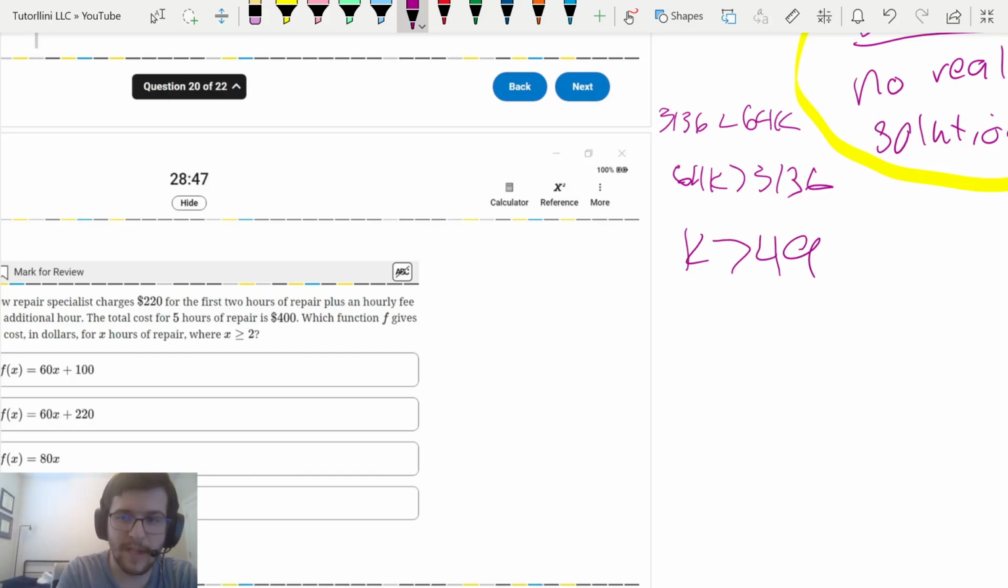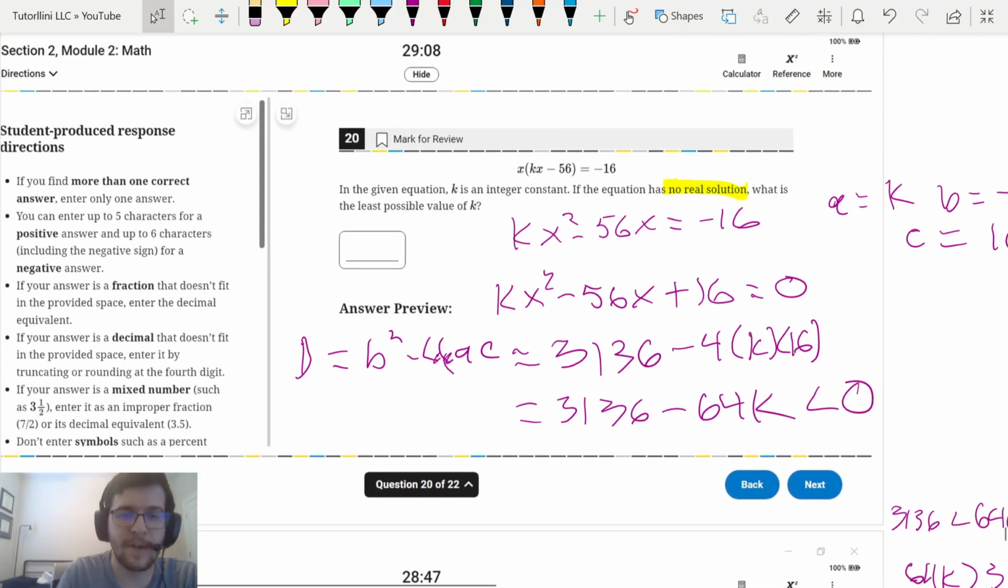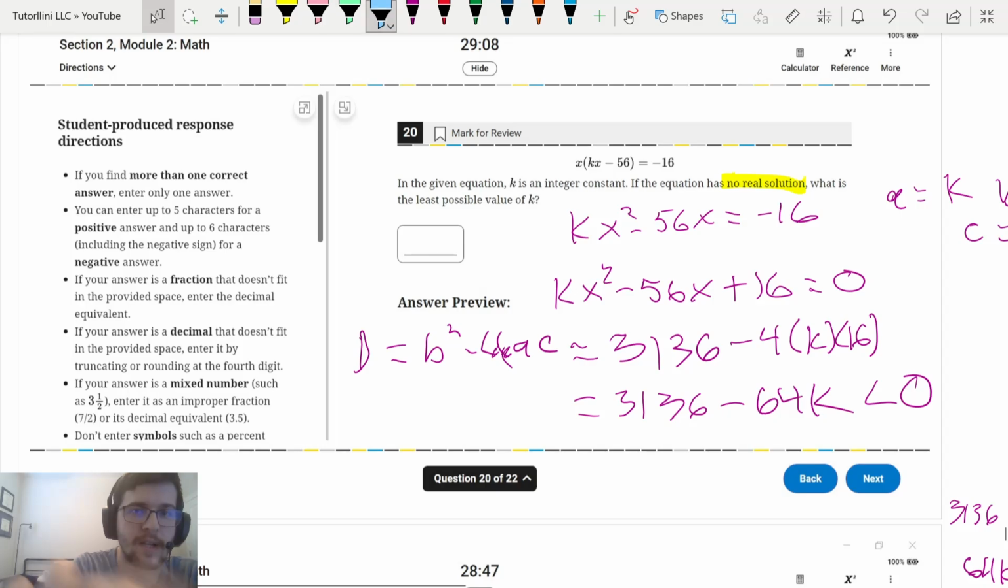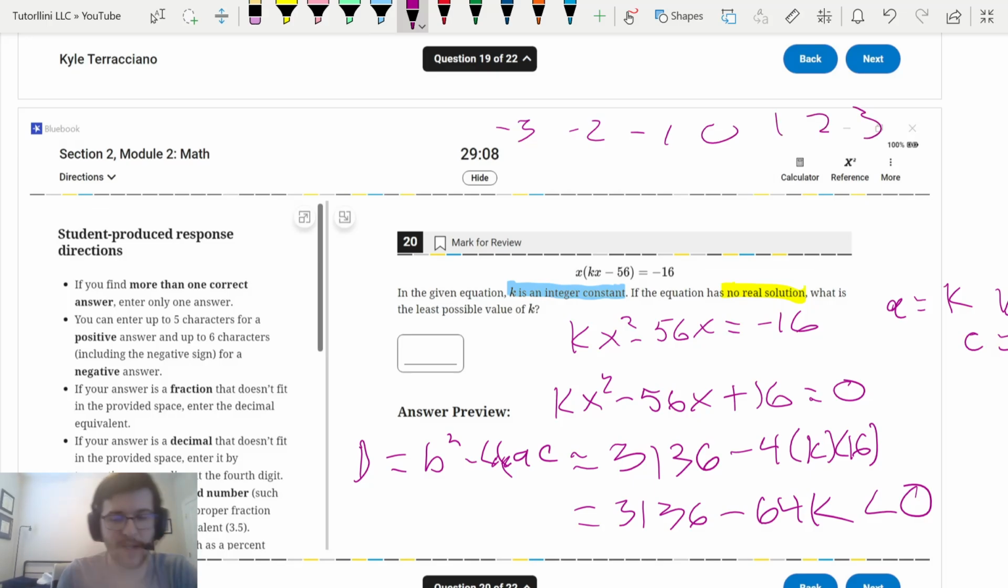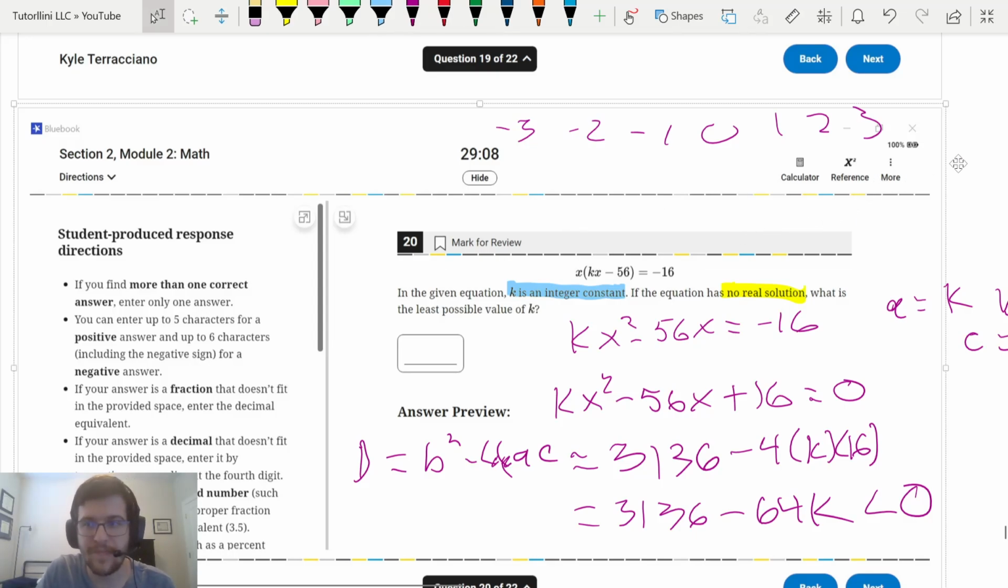So now you might be wondering, what the heck? What do I put as my answer? 49.0001, blah, blah, blah? Well, I missed this at first too. You might have missed this. It says K is an integer constant. So integers are anything that's on the number line. So -3, -2, -1, 0, 1, 2, 3. It's basically any whole number that's positive, negative, or 0.